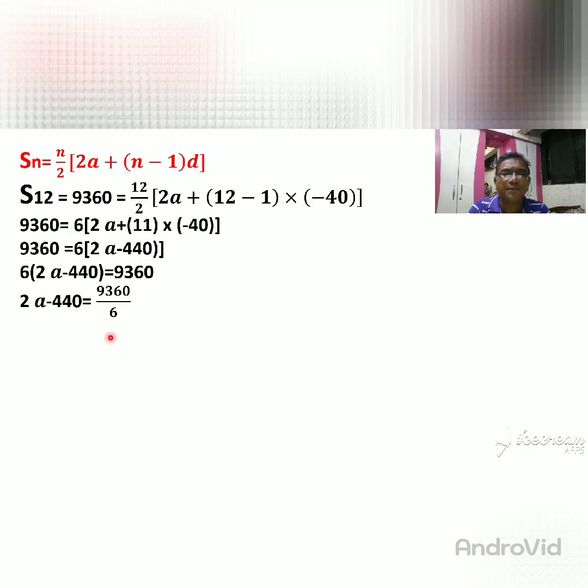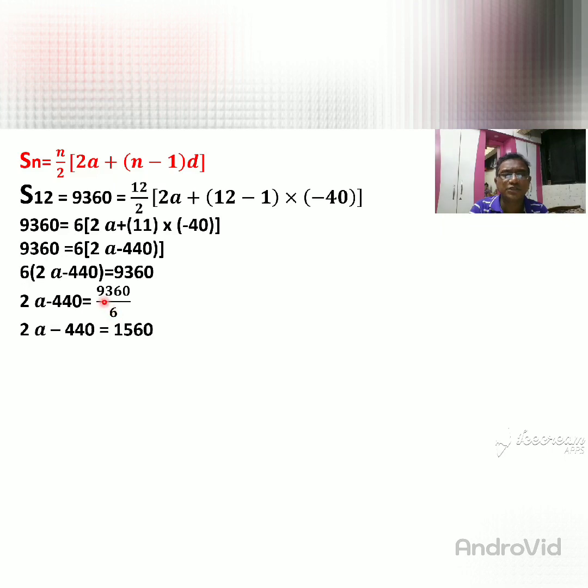9360 divided by 6. How is the 6 coming? This 6 is multiplied here, goes across, so it divides. And 2a minus 440 can be written outside the bracket. Is that clear? So here the 6 is divided, and we can show the division process here. 2a minus 440 remains as it is.